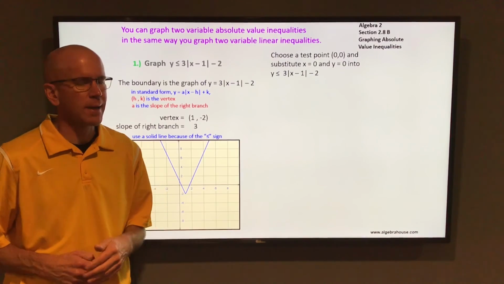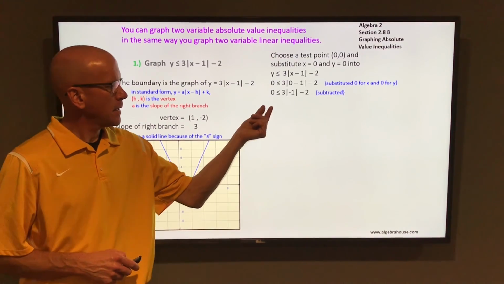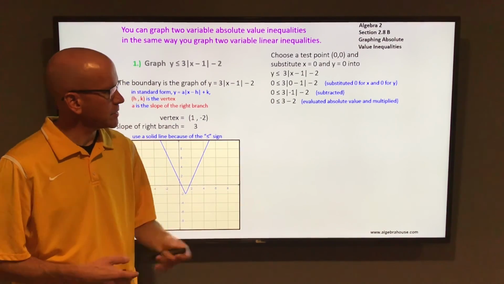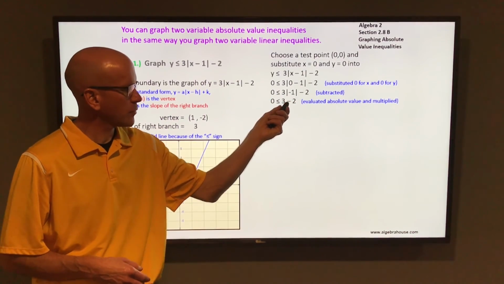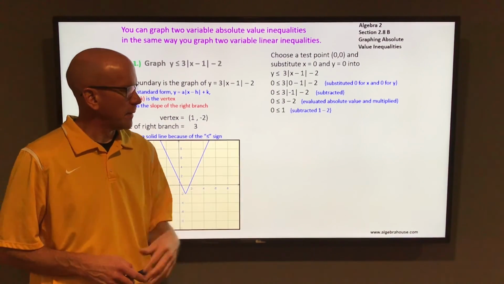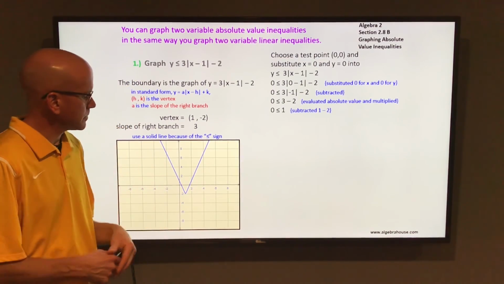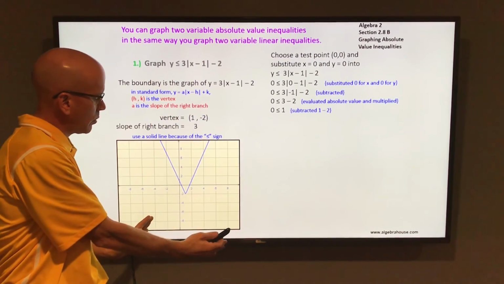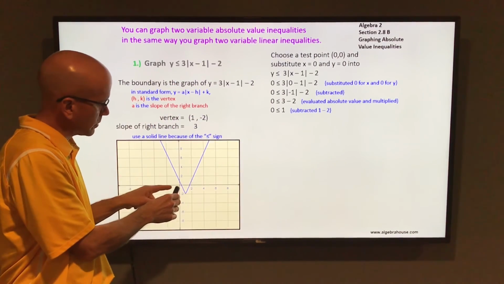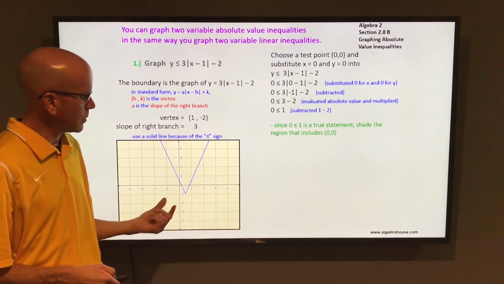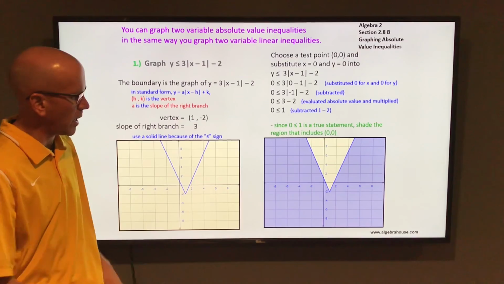If I put 0 in for x and 0 in for y, I end up with 0 is less than or equal to 3 minus 2, because 3 times the absolute value of negative 1 is going to be 3. 0 is less than or equal to 1. That is a true statement. As I told you before, this less than or equal to sign is going to shade everything below the line. And you can see right there, 0, 0 is a true statement. So you're shading the side that 0, 0 is on, or everything below that boundary.